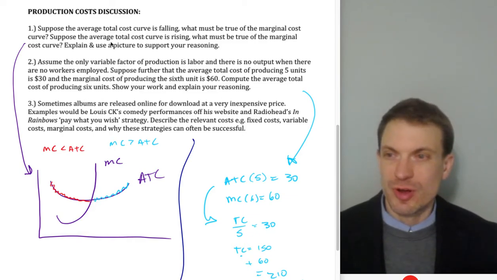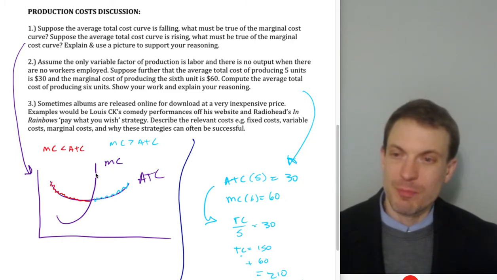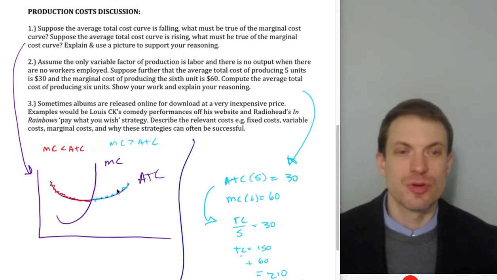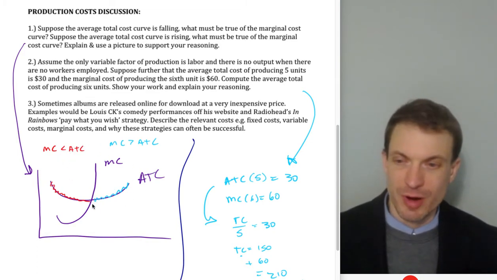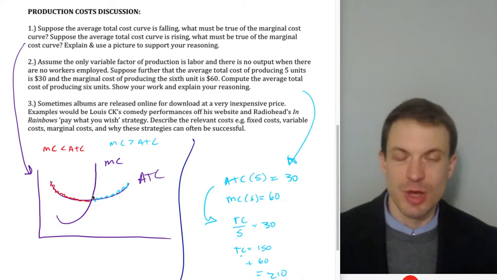What's true of marginal cost when average total cost is rising? Marginal cost is pulling up the average. It's above average total cost when average total cost is rising. So beyond the graphical explanation, notice marginal cost crosses average total cost from below at its minimum.